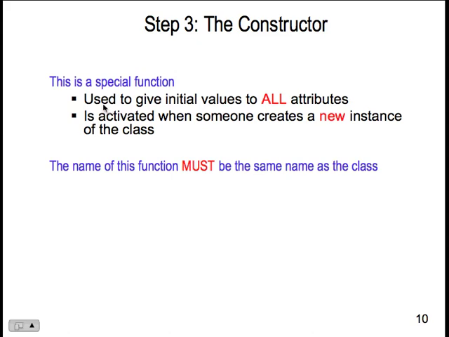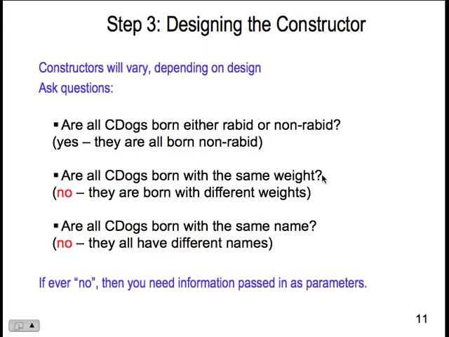So the constructor is a special function that's used to initialize all or part of the data members that we've looked at, and it activates when someone creates a new instance of a class. Same behavior as with Java. So you make a new instance of this particular class, and the constructor goes off automatically. The constructor, with the proper number of parameters that you've given it, will automatically invoke itself. So the name of the function must be the same as the name of the class, same rules we've seen in Java. And the constructor will vary depending upon the design.